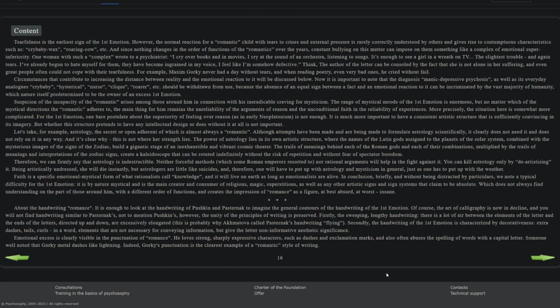Emotional excess is clearly visible in the punctuation of the Romantic. He loves strong, sharply expressive characters, such as dashes and exclamation marks, and also often abuses the spelling of words with a capital letter. Someone well noted that Gorky made dashes like lightning. Indeed, Gorky's punctuation is the clearest example of a romantic style of writing. So Maxim Gorky, not LSI, he's actually a 1E type.